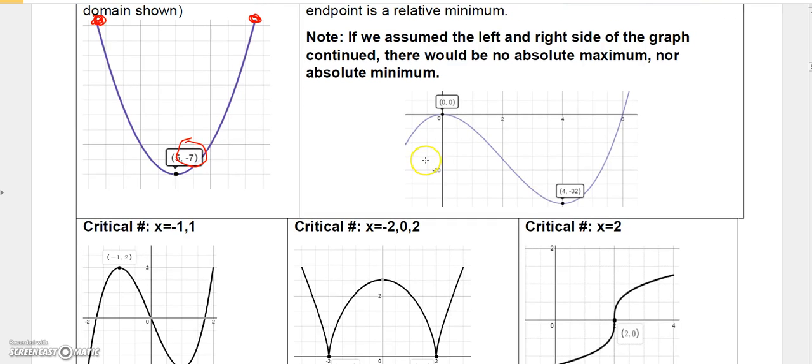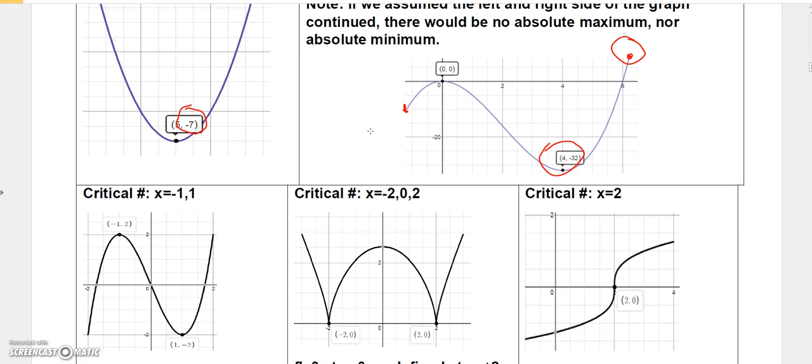Let's take a look at this graph. Again, pretend like this graph stops here and stops here. In other words, it doesn't go on forever and ever. If we look at this graph, you'll see that the highest point appears to be right here, so that would be the absolute maximum, and the lowest point appears to be right here, so this point would be the absolute minimum. This point here, even though it's not an absolute maximum, would be a relative maximum, because it's the largest value in its neighborhood. We'll talk about relative maximums in a moment.